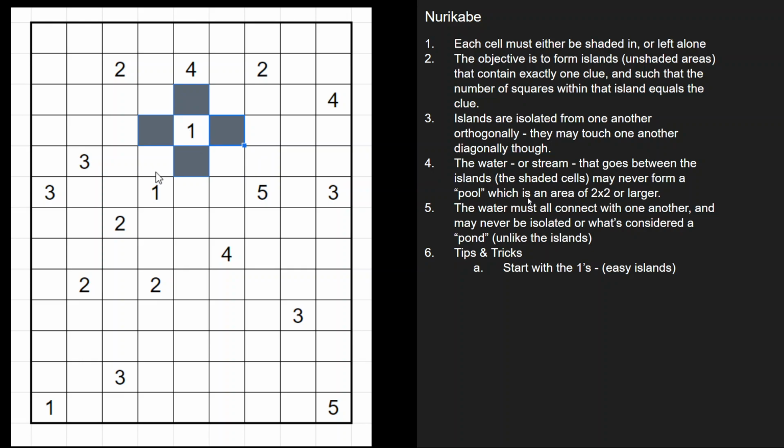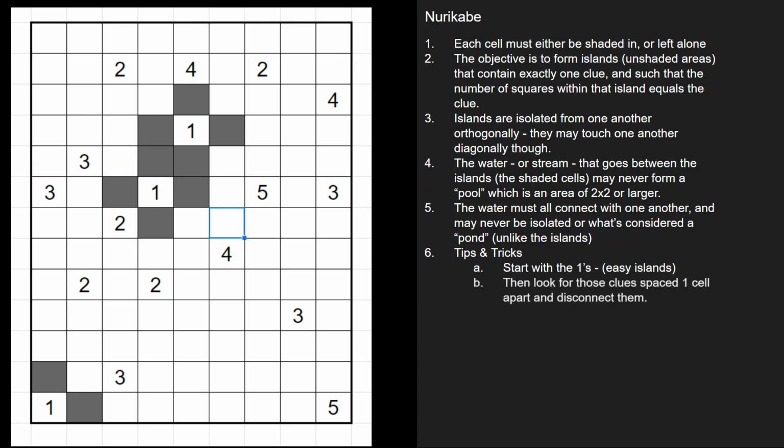So that's real simple. So we'll find all the 1s and go to all the cells that are adjacent to it orthogonally and shade those in. So that's the first thing that I do. The second thing that I do is I look for all the clues that are spaced 1 cell apart, and I disconnect them, knowing that they can't touch. So for instance, this 2 and 4, you can see there's a space in between. Water has to flow through there to separate those numbers.